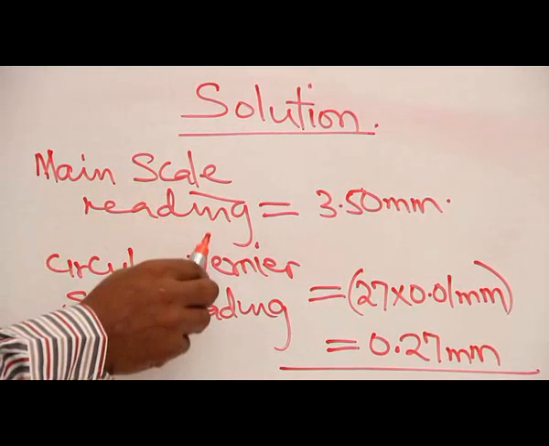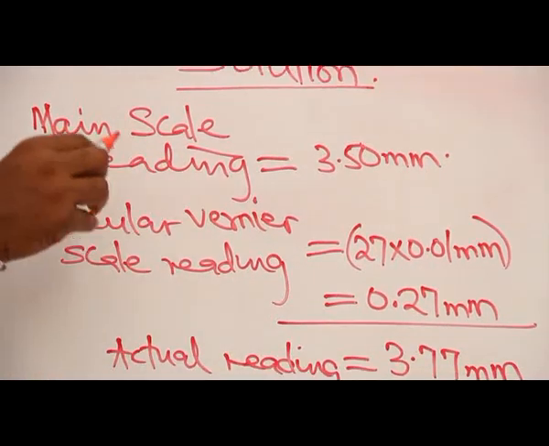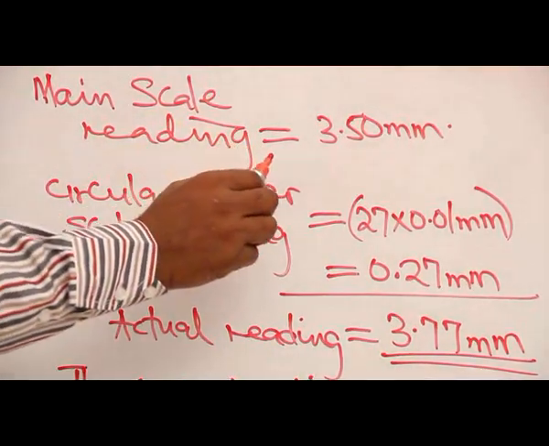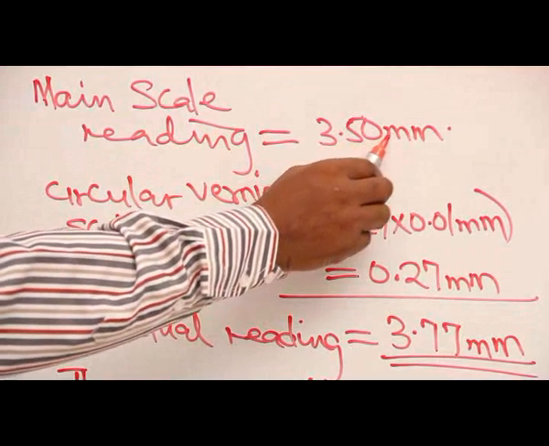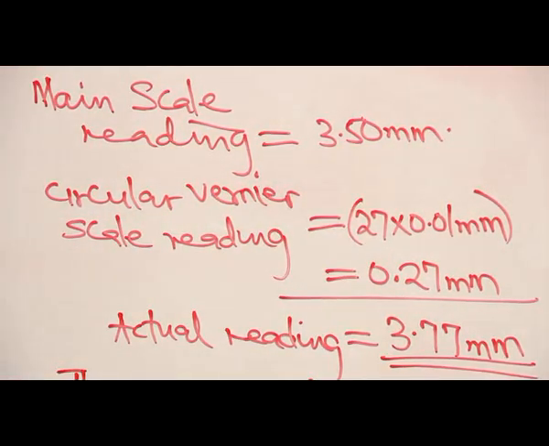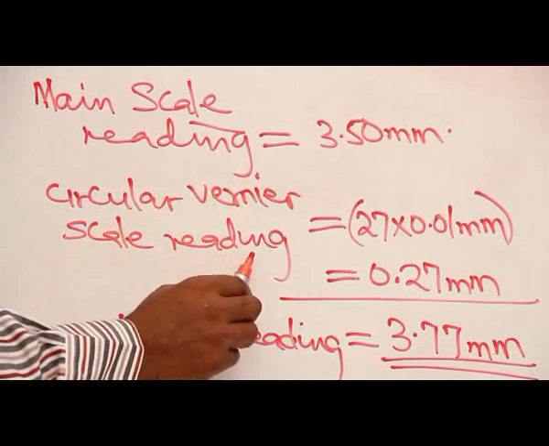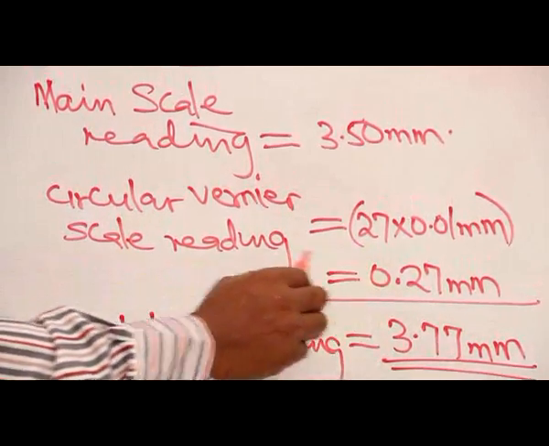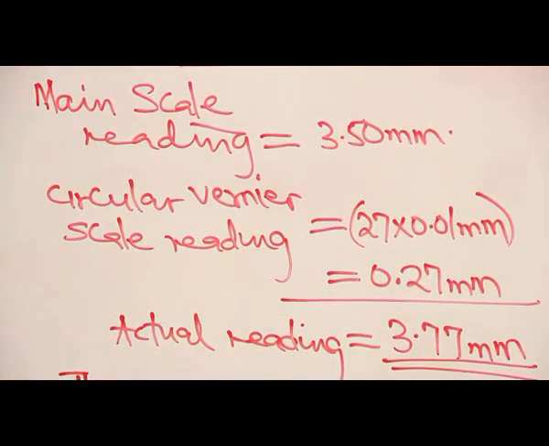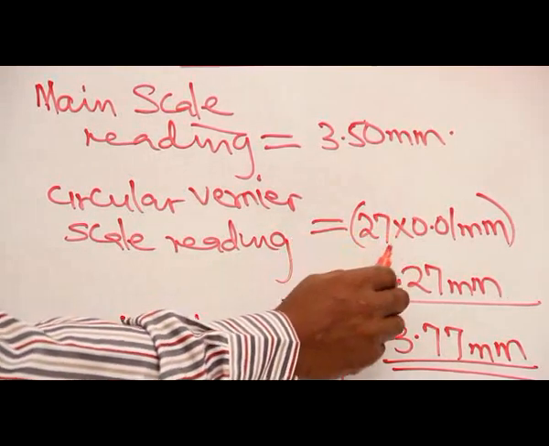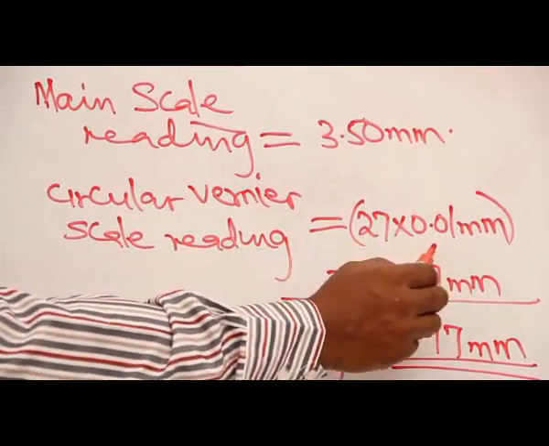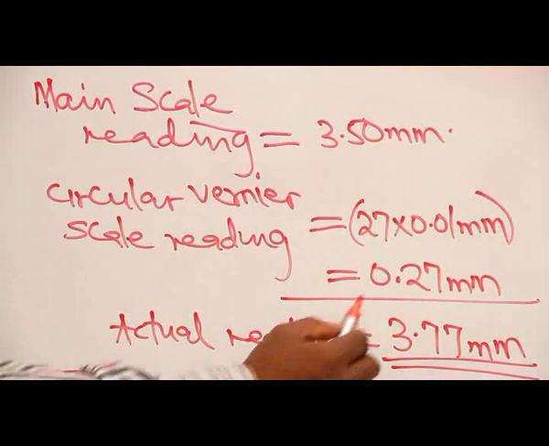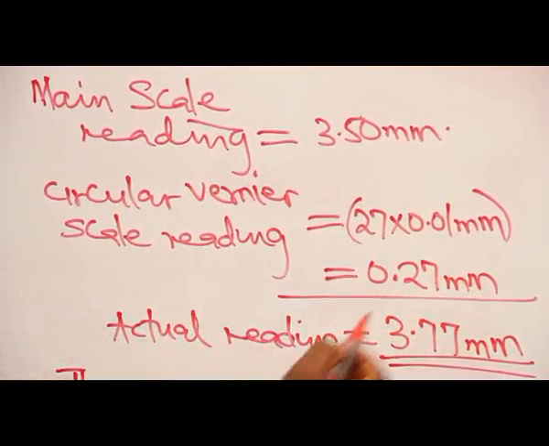The main scale reading, which is the last graduation on the linear main scale before the circular vernier scale, is 3.50 millimeters. The circular vernier scale reading is that graduation on the circular vernier scale that aligns with the main scale, and that is the 27th. You multiply it by the reading accuracy of the micrometer screw gauge, which is 0.01 millimeters. The value becomes 0.27 millimeters.